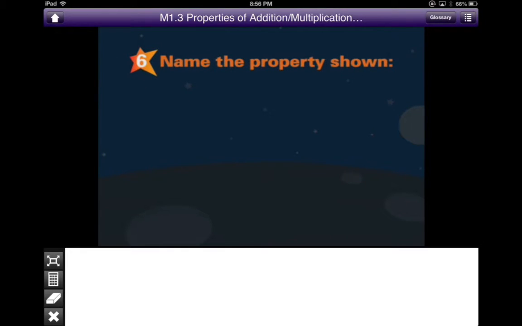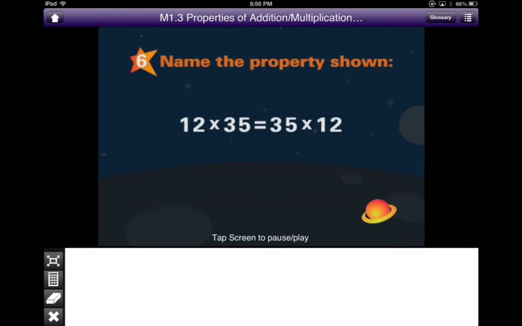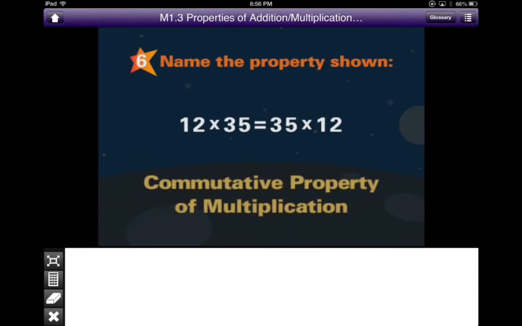In problem 6 of your lesson notes, what property is shown? Okay, hopefully you can look at this and see 12 times 35 equals 35 times 12. Go ahead and write this example down in your notes, and then come back and see if you guessed right. Hopefully, you will have said that this is the commutative property of multiplication. If you multiply in different orders, you get the same result. That's the commutative property of multiplication.